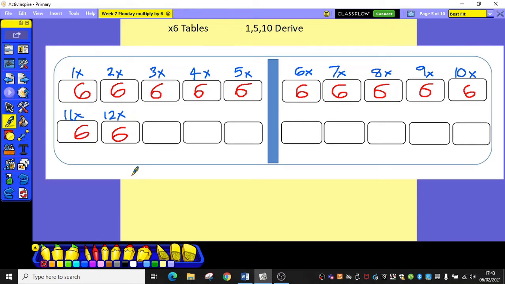So, similar to how we work at school, we are now going to write out our multiples of 6. So 1 times 6 is 6. 2 times 6 is 12. 3 times 6, 18. 4 times 6, 24. 5 times 6, 30. 6 times 6, 36. 7 times 6, 42. 8 times 6, 48.